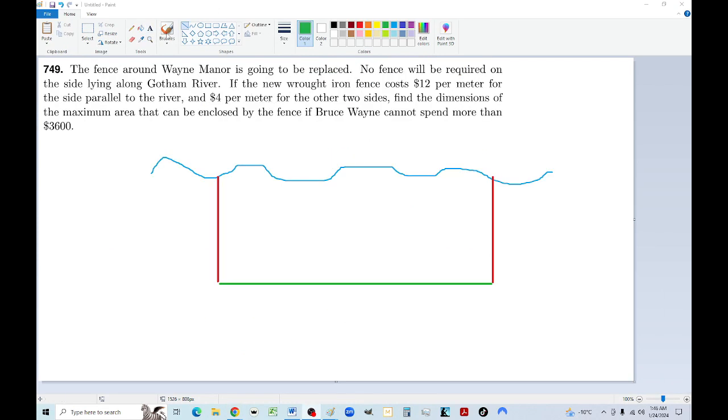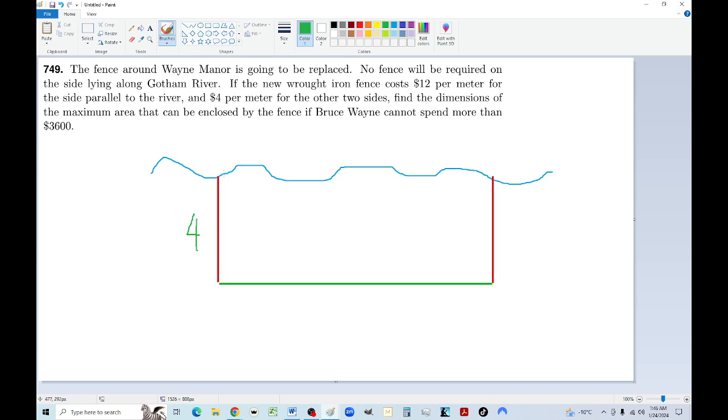Now this one's a weird question. They often put one side of it that isn't part of the fencing. In this case, there's a river on this side, and then they put a fence around Gotham Wayne Manor, so a Batman reference. But for some reason, this fence over here is cheaper.